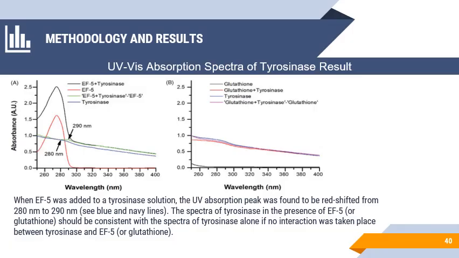From the UV-Vis absorption spectra of tyrosinase, it results that when EF-5 was added into a tyrosinase solution, the UV absorption peak was found to be redshifted from 280 nanometers to 290 nanometers, with the blue and navy lines. The spectra of tyrosinase in the presence of EF-5 or glutathione should be consistent with the spectra of tyrosinase alone if no interaction took place between tyrosinase and EF-5 or glutathione.